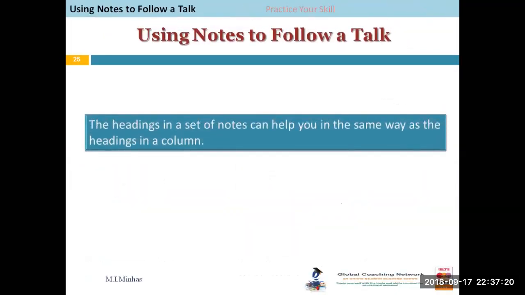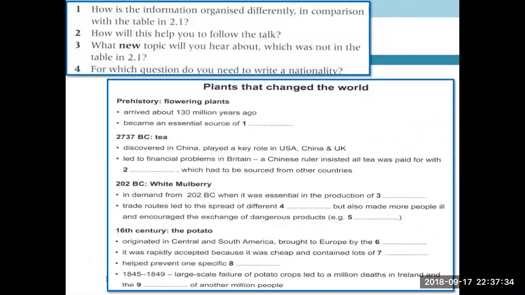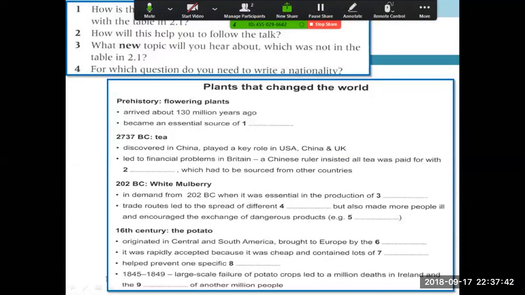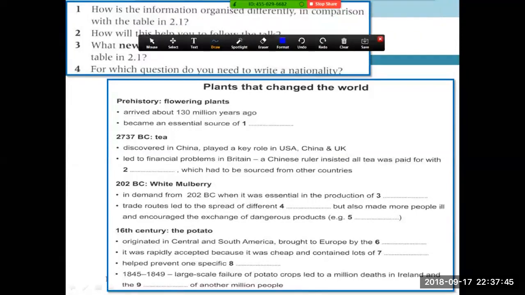Now again, there's another kind of question in which you have to keep track of the speaker, otherwise you are going to miss it, and that is actually taking notes, the notes completion task. Now if you see it, there's a difference of layout in the notes completion task and in the table completion task that you have just seen. Now, can you figure out what is the difference in the organization or layout of these questions?